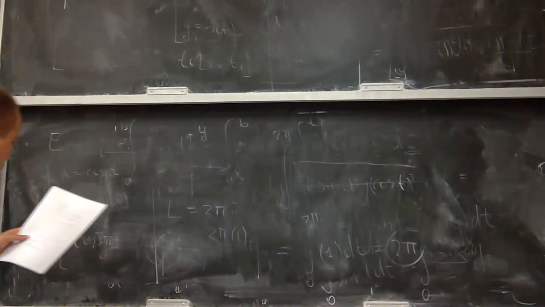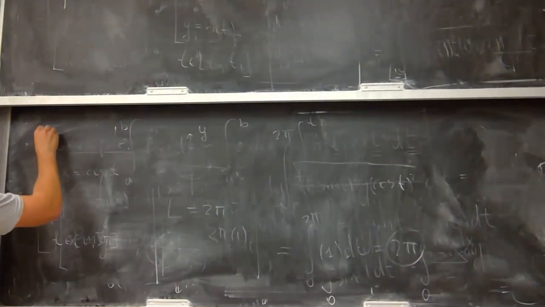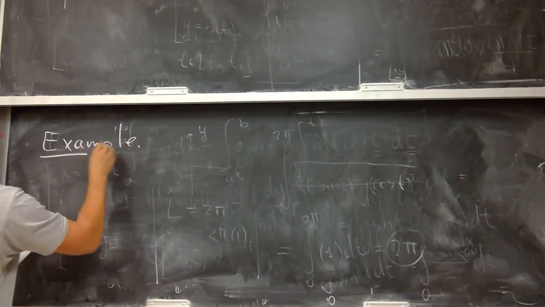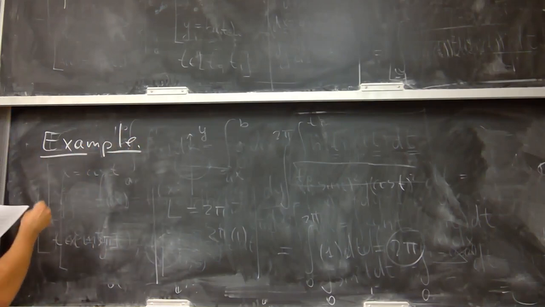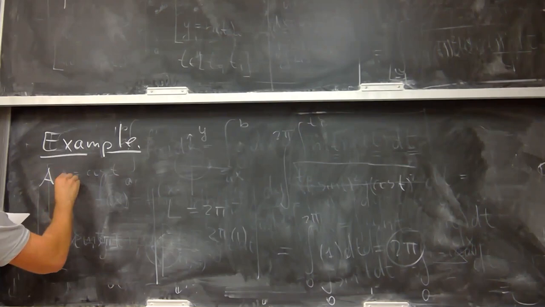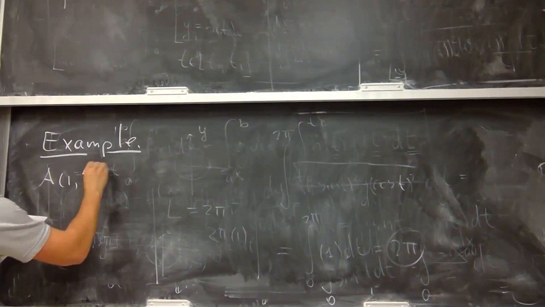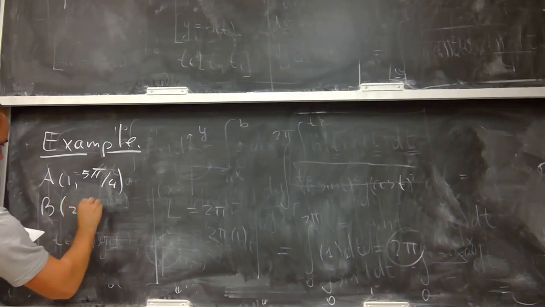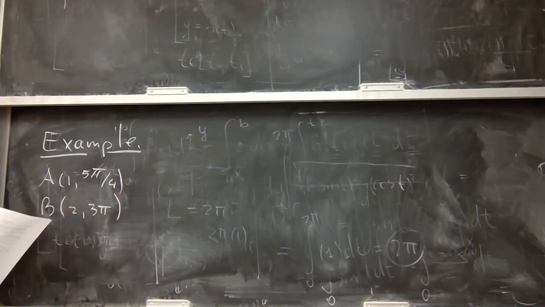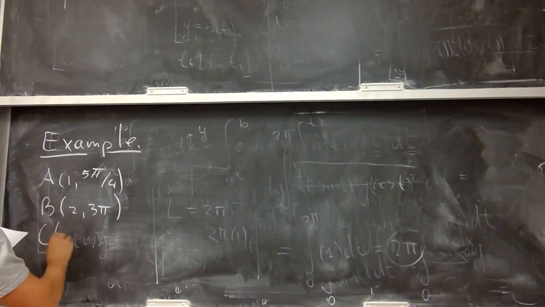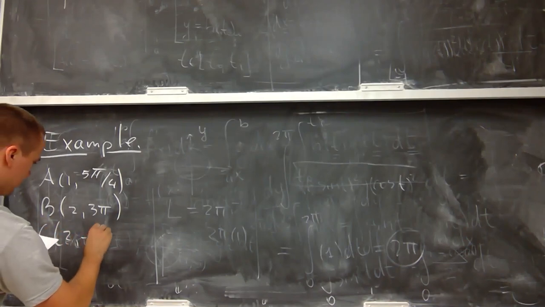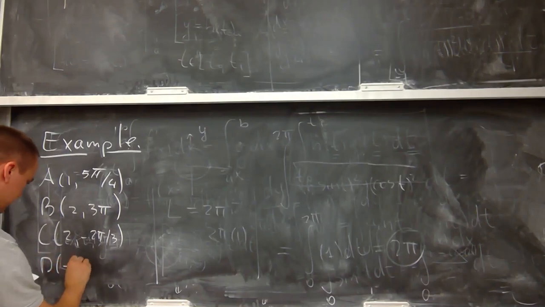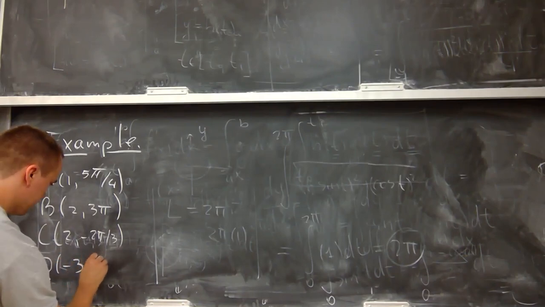So we have four points. So example. We have point A, which is equal to 1, 5π/4. Point B is equal to 2, 3π. Point C is equal to 2, negative 2π/3. And point D, negative 3, 3π/4.